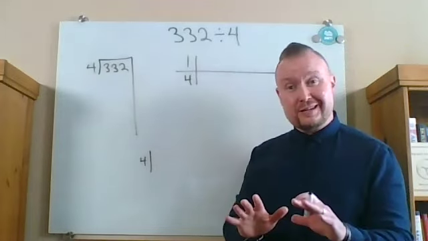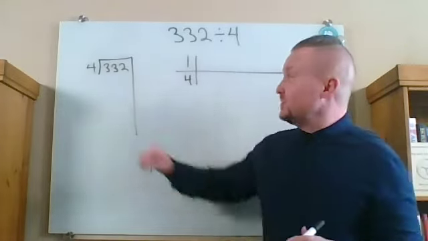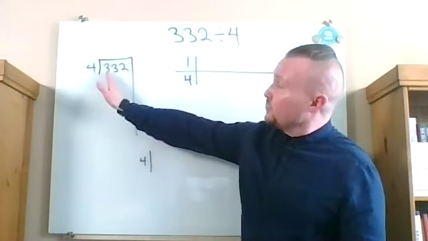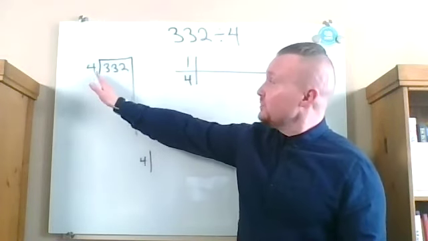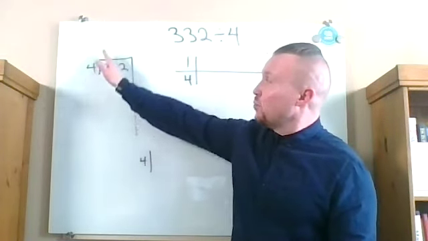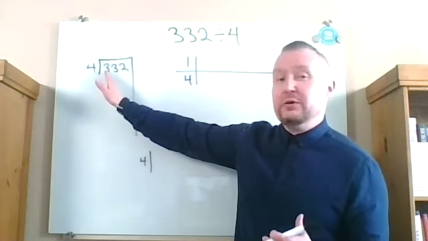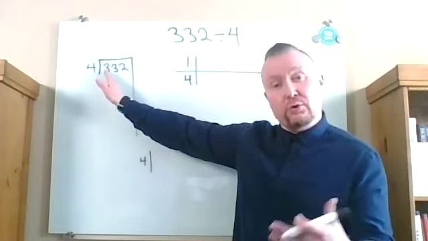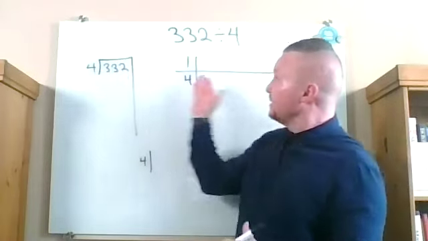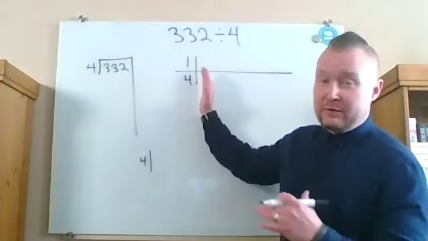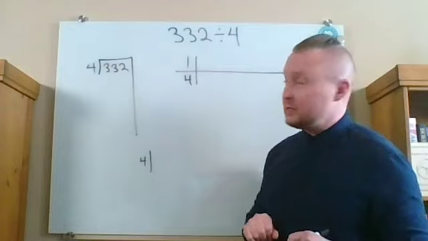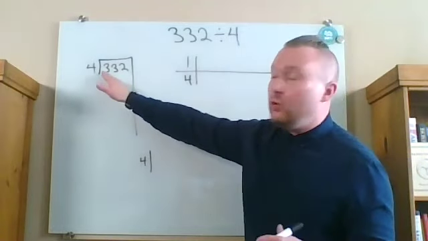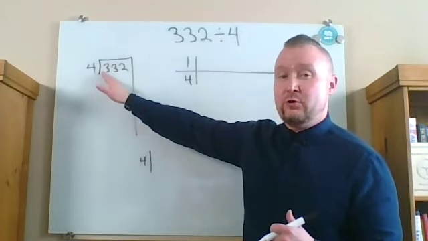And just like we did last time, we're going to start thinking about place value. So we're going to look at the 300 and ask ourselves, 4 times 100, how close to 300 is that? Well, it actually ends up being more than 300. So 4 times 100 is 400. I could list that in my table if I wanted to, but for the sake of space, I'm not going to list it. So we know we can't actually use any hundreds in our quotient.